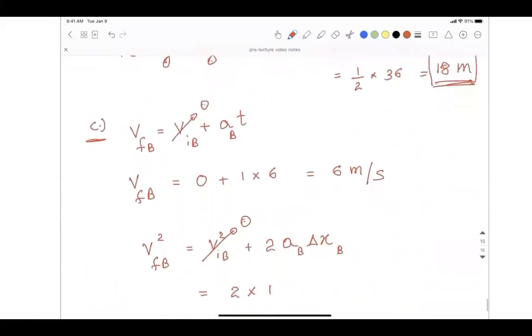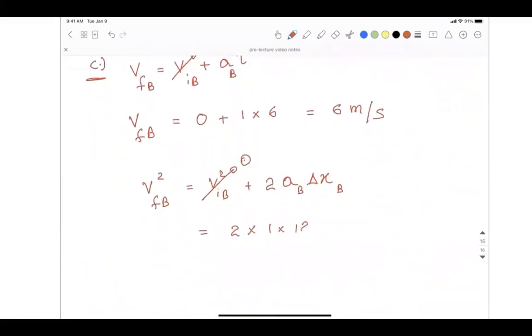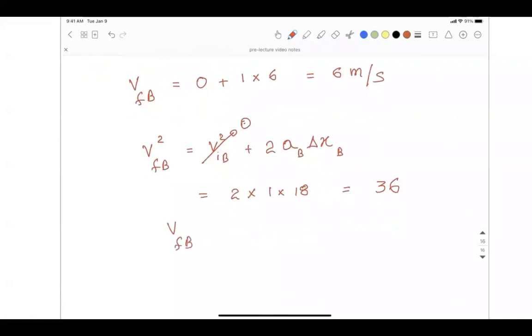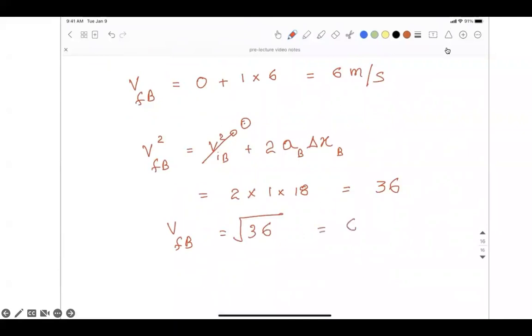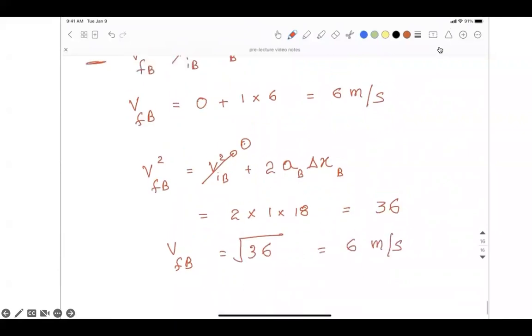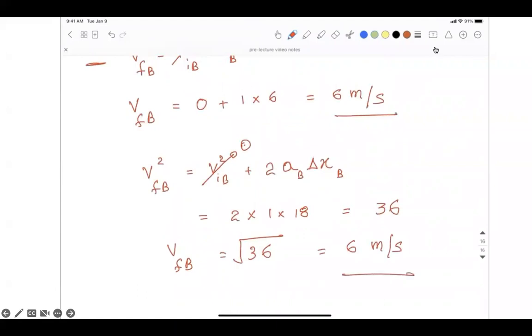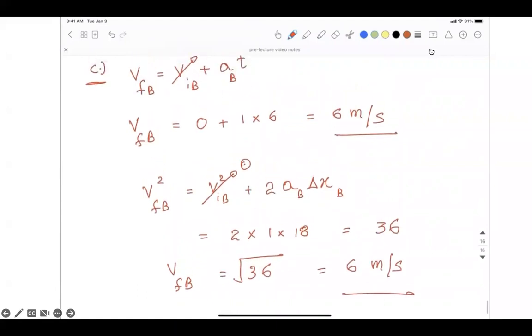We found it earlier here. Now we have 1 times 18. This is equal to 36. We have to get the square root. The final velocity of the bingo, we have to get the square root of 36. That is equal to 6 meters per second. They are the same answer, no matter what method you take. So always look for this. Method 1, and this is approach number 2. Always look for alternate approaches, really good to have. Okay, see you guys.